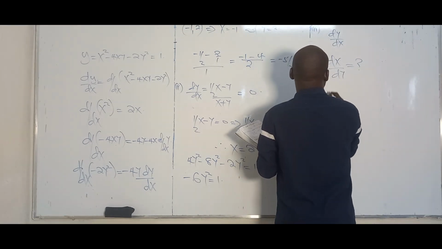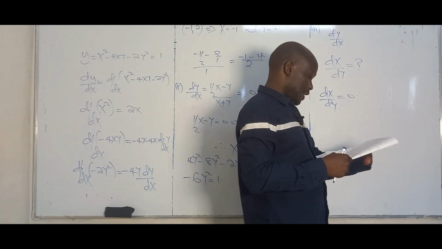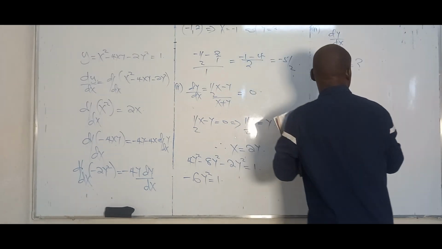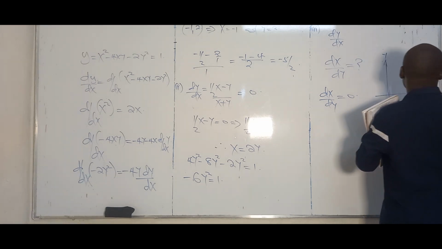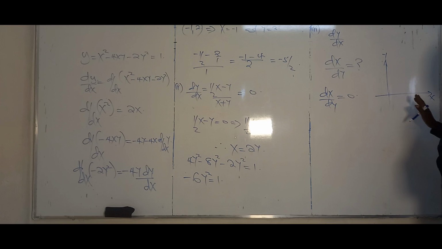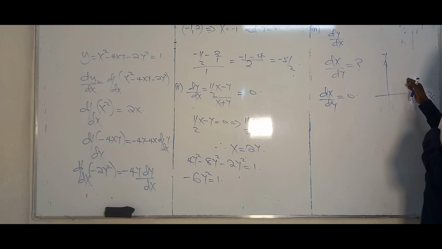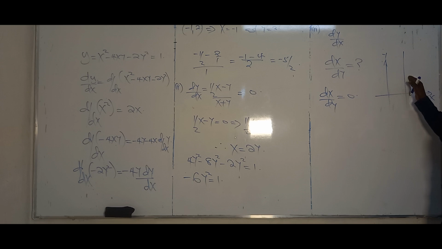So dx/dy is 0 at the point where the tangent is parallel to the y-axis. Look at this. This is the y-axis, this is the x-axis. Now, the moment we have a curve, and by drawing a tangent at a point on the curve, the tangent is parallel to the y-axis. We know that parallel lines have the same gradient. And what is the gradient of this? We know that it has a gradient of 0.